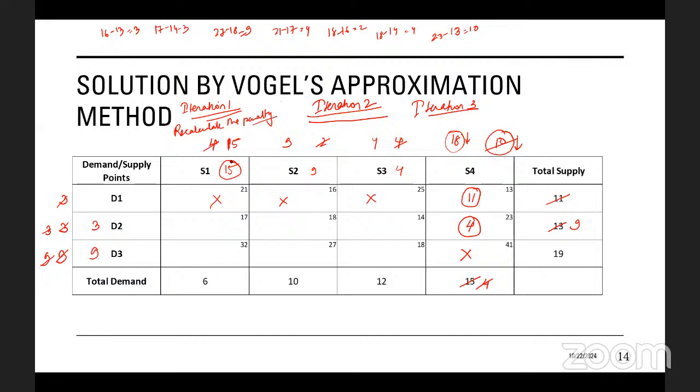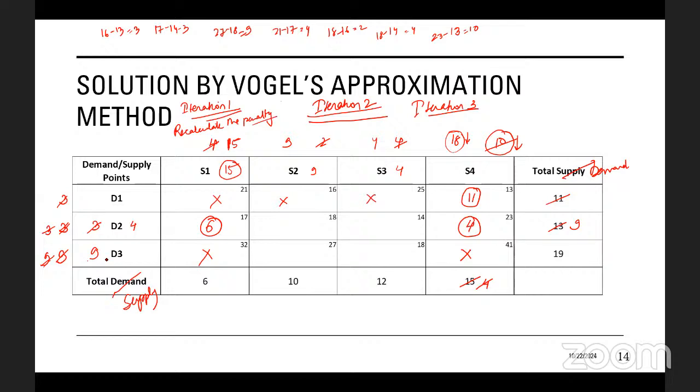Here the least cost cell is D2 S1. Here we can make a maximum allocation of 6 based upon the supply constraint. So we'll make a maximum allocation of 6 here and strike this. Again, we have to recalculate the penalty. Here it is coming out to be 4. For the D3 row, it's coming out to be 9. For S2, it's 9. And for S3, it's 4.